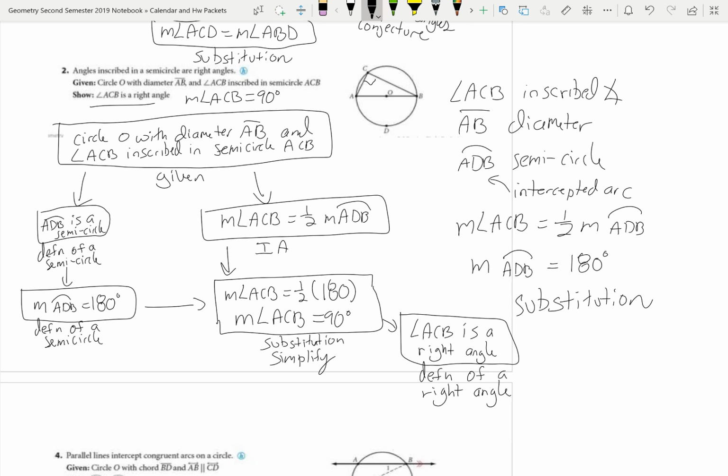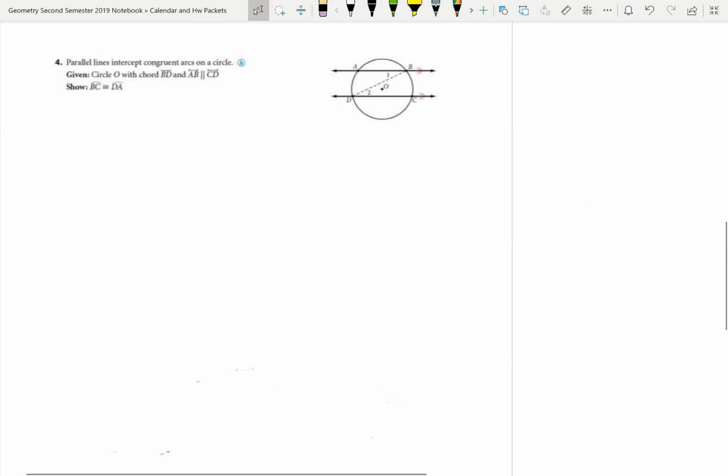All right, well, there is the flowchart proof for proving that angle ACB is a right angle. All right, I'm going to pause there and do number 4 in the next video.